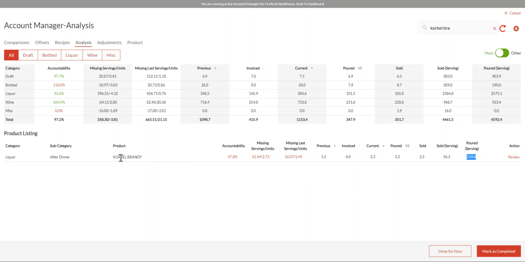In this case, we discovered that the bar is using this product in sangria, so they're pre-batching it and using large quantities when they make up a batch. And so again, if you've got accountability that's below 70%, often it's the case that we could be missing recipes, and so that is simply a missing error.